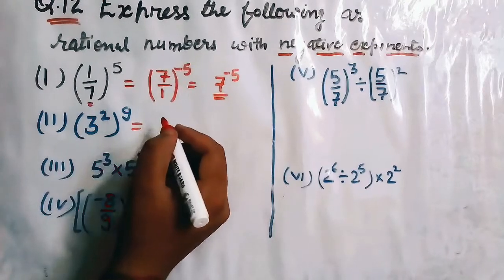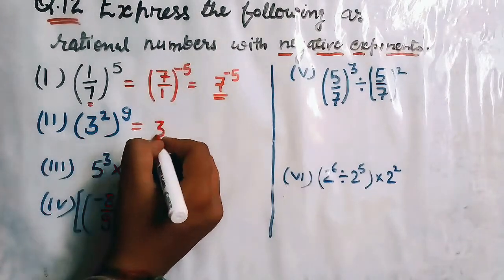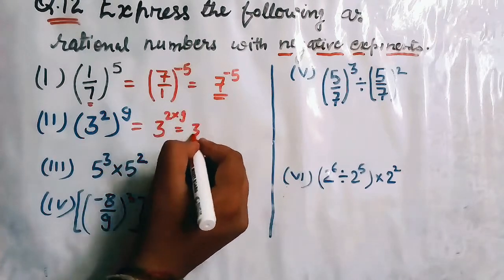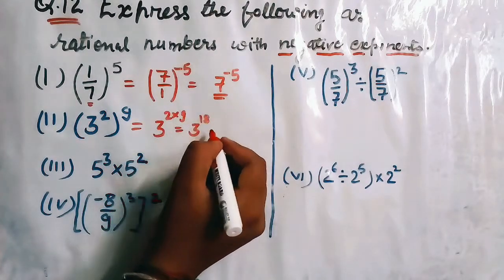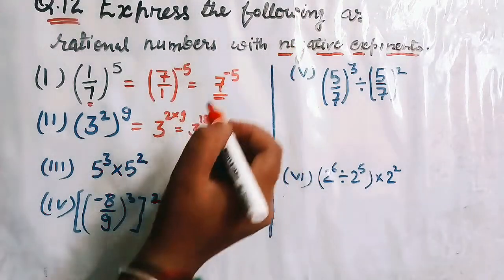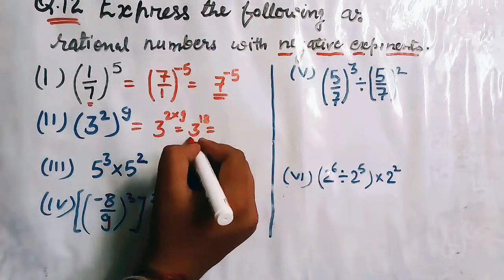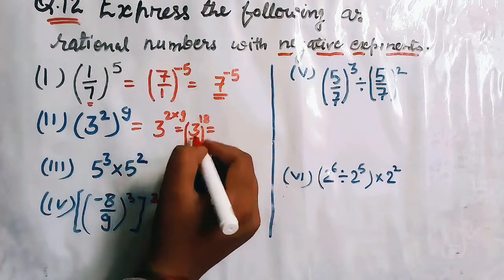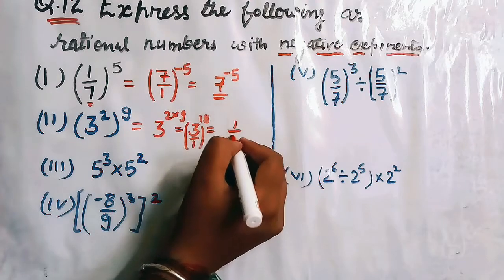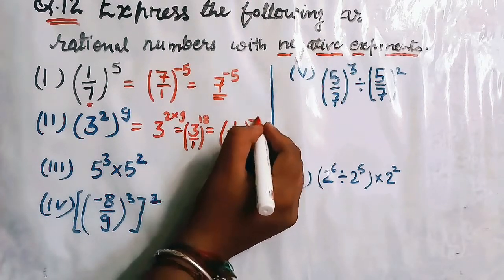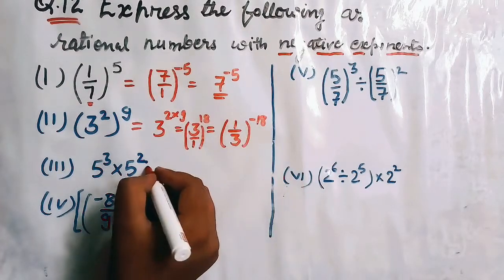In the second, power raised to power is there, so first simplify it. It will become 3 raised to power 2 into 9, which is equal to 3 raised to power 18. Now convert into negative exponent. So 3 is there in the base, you can put 1 in the denominator, and then you have to take the reciprocal. So the answer will be 1 upon 3 raised to power minus 18.